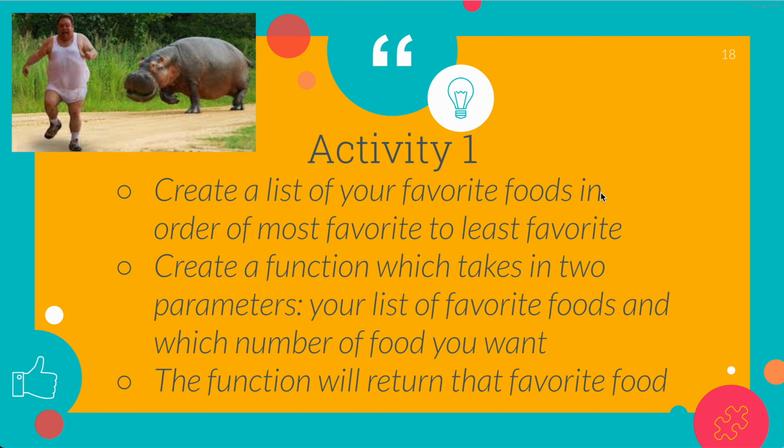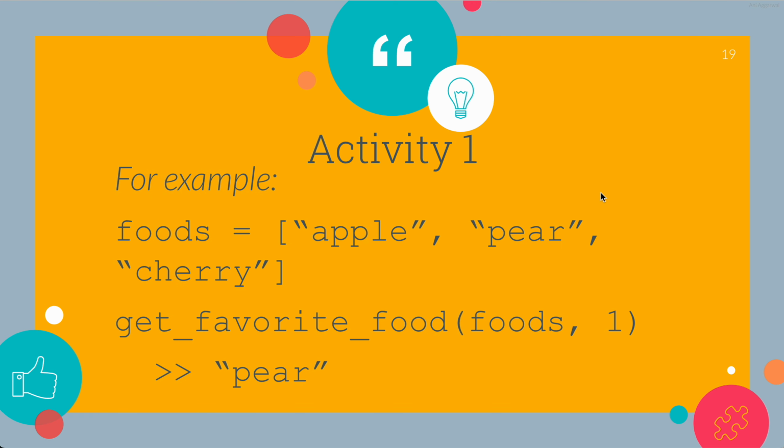Here's our first activity of the day. First, create a list of your favorite foods in order of most favorite to least favorite. Create a function which takes in two parameters: your list of favorite foods and which number of food you want, or which index. The function will return that favorite food. For example, you might have that your favorite foods are a list: apple, pear, and cherry. Get favorite food with input of the foods list and an index of 1 will return pear because pear is at index 1 of the foods array.